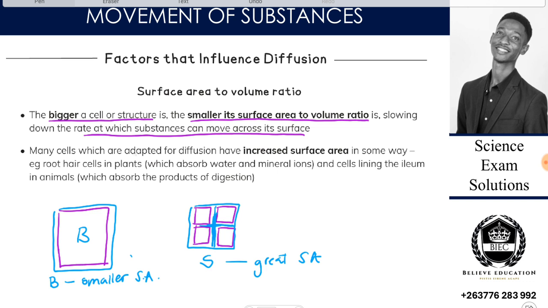Then many cells which are adapted for diffusion have increased surface area in some way, e.g. root cells in plants which absorb water and minerals, and the cell lining in the ileum of animals which absorb the products of digestion. Saka these ones ukatomaona, or if when we look into them uchazviona kuti their structure inenge yakatosiyana, their structure has to increase what? Surface area, and it because there is absorption that's taking place.